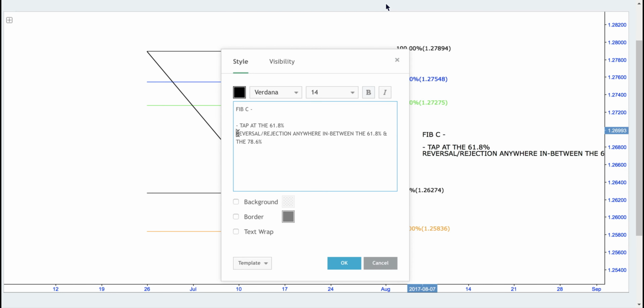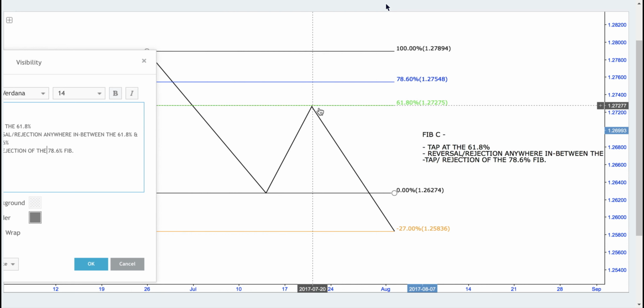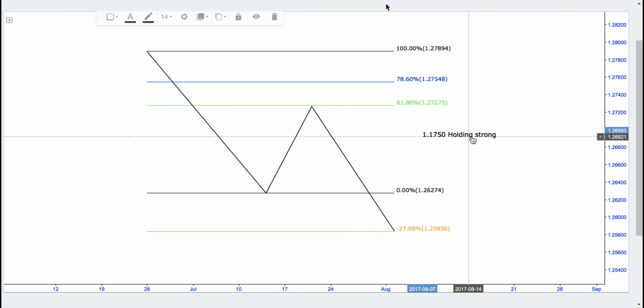That's 1. That's 2. And what we can also see finally is a tap or rejection of the 78.6% fib in itself. So what can actually happen there? 3 variables. We can see the market pull back and tap directly. If I just remove this for a second.